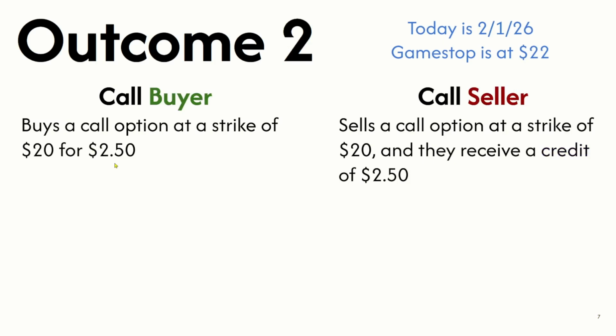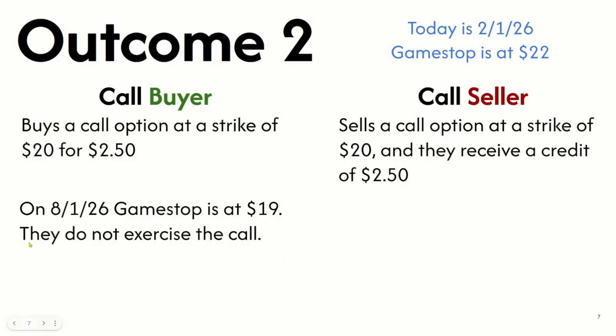Okay, so example 2. The initial situation is going to be the same. So the buyer buys a call option at a strike of $20 for $2.50. They pay $2.50 to have the right to buy it at $20. Now, on August 1st, this is when the option contract is expiring. The GameStop, it went down. It's at $19 now. It was at $22, and now it went down to $19.